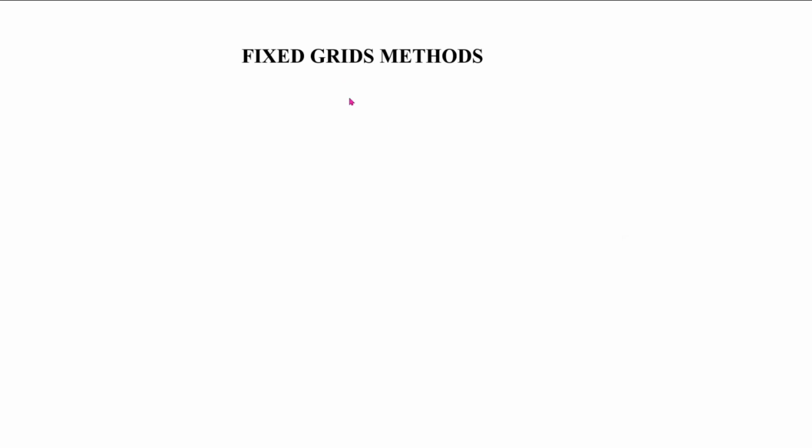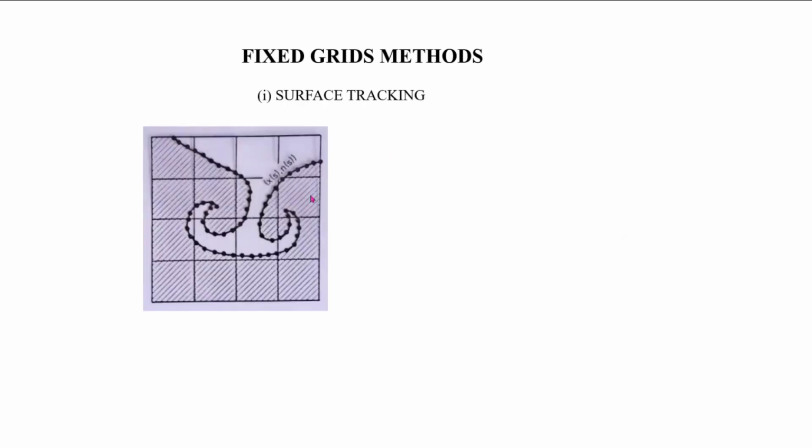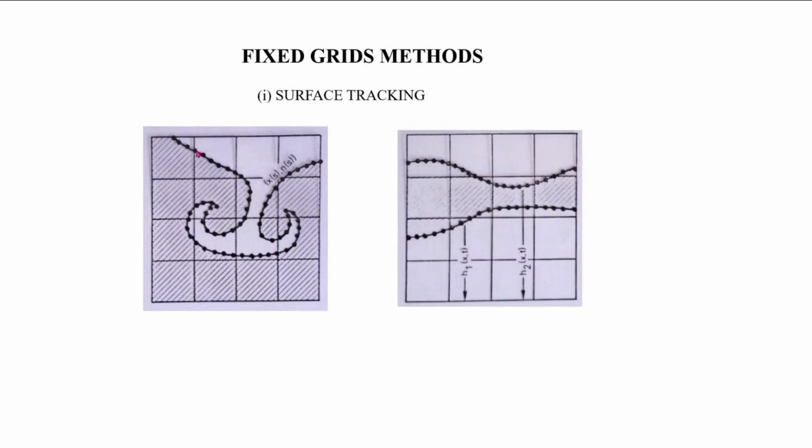Okay, so now let's look at fixed grid methods. So the first concept is surface tracking. So this is my grid. The interface somehow moves through the grid. And then on the interface, I have points, and I follow the movement of these points. And I reconstruct the interface by doing interpolation along these points. So I can have kind of arbitrary points on the left side, and I can have some other type of representation of the position of the points on the right side.